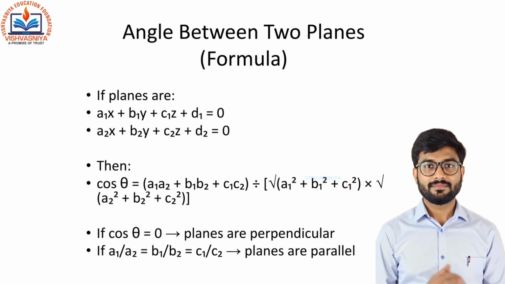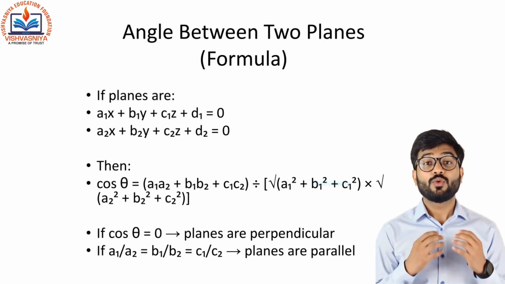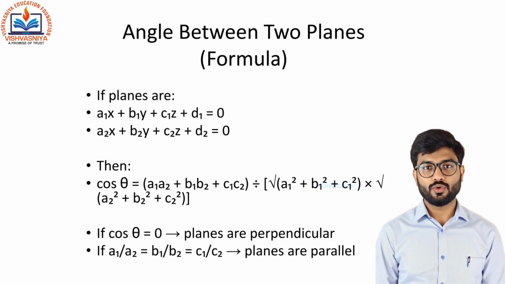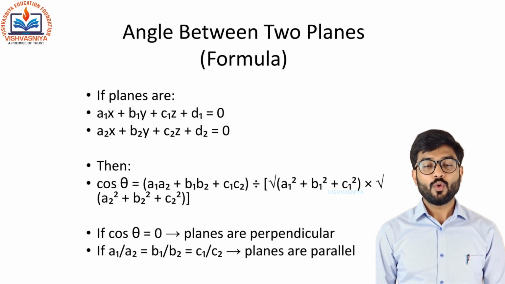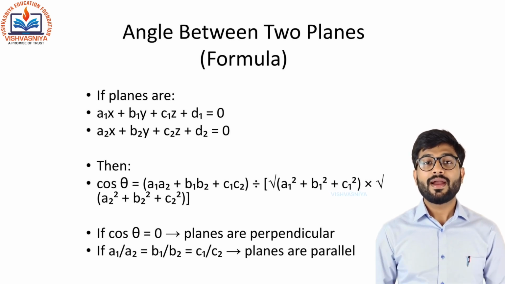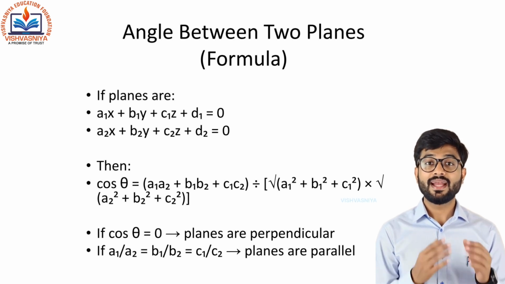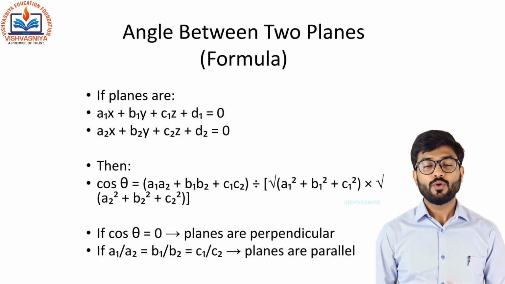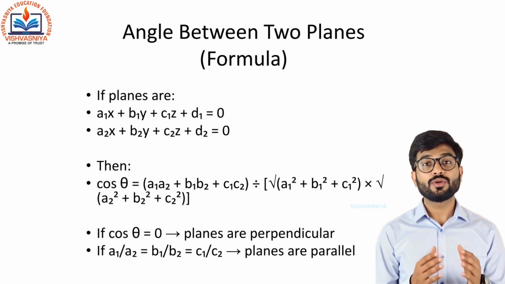Angle between two planes. If the two planes are a1x + b1y + c1z + d1 = 0 and a2x + b2y + c2z + d2 = 0, then the angle between them, called theta, is given by cos theta = (a1a2 + b1b2 + c1c2) divided by the product of the square root of (a1² + b1² + c1²) and the square root of (a2² + b2² + c2²).